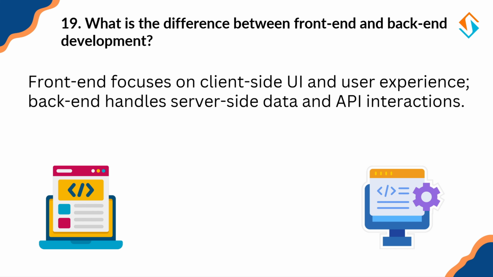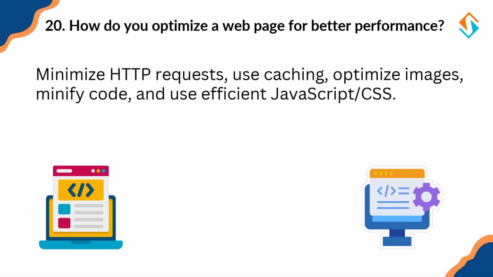So learners, we have the next question, how do you optimize a web page for better performance? So to optimize a web page, you can minimize HTTP requests. Second, enable caching. Third, optimize images, meaning compress without losing quality. Fourth is minify CSS, JavaScript and HTML. Last, use efficient JavaScript and CSS coding techniques.